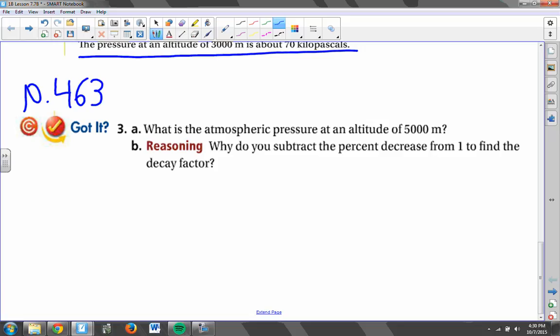And then in part B, tell me why do we subtract the percent decrease from 1 to find the decay factor. Answer those 2 questions and you will be all set for your practice problem set.